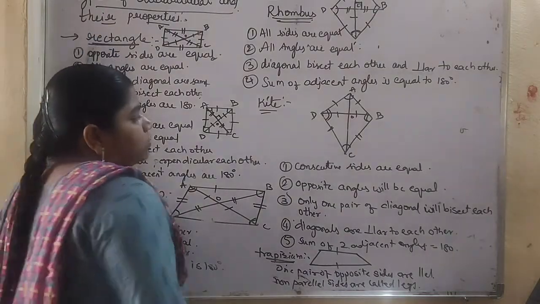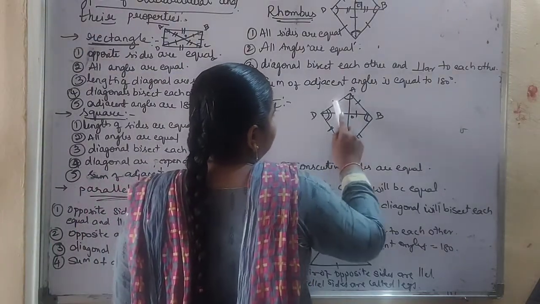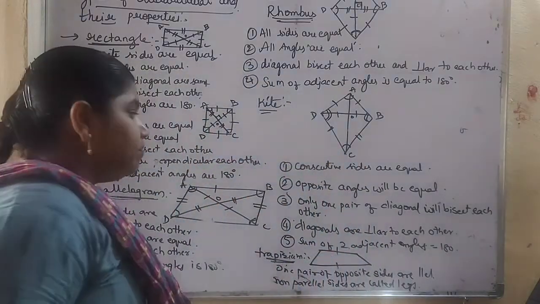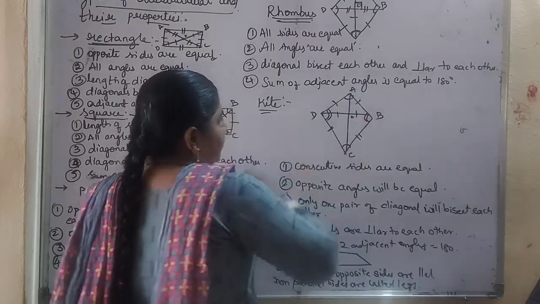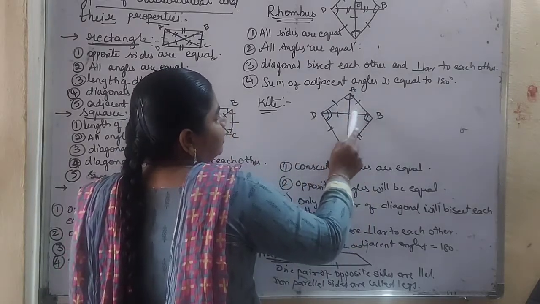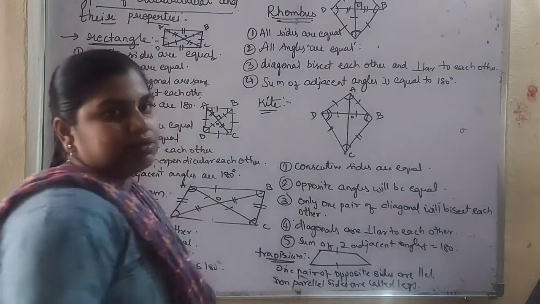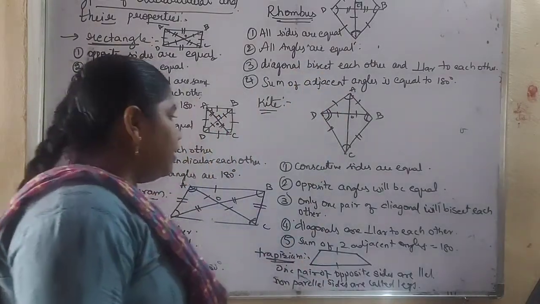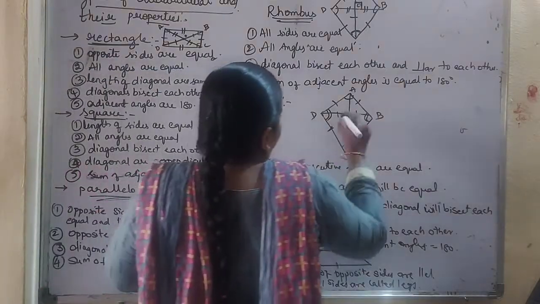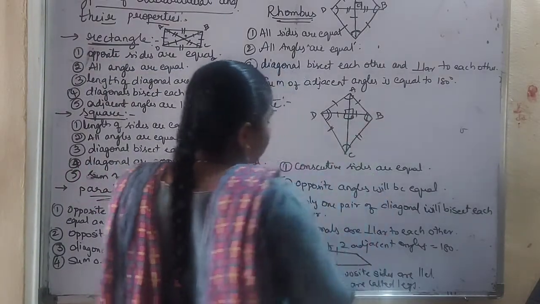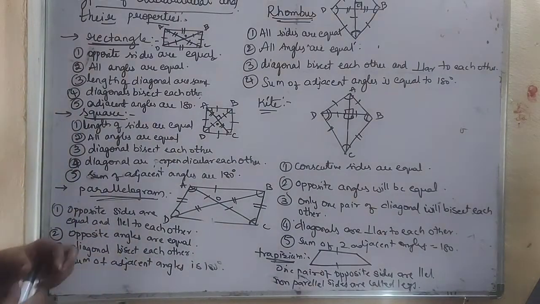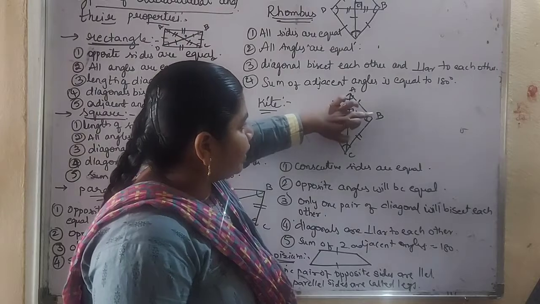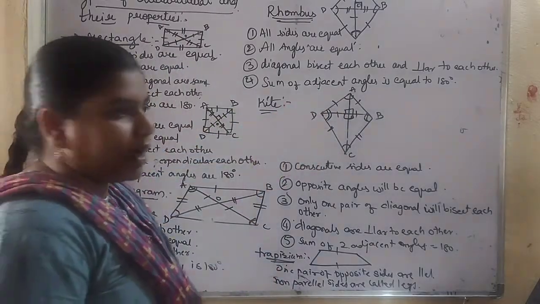Next is kite. Consecutive sides will be equal, this and this side will be equal, and opposite angles will be equal. One of the diagonals will bisect the other, the other diagonal will not bisect because the length of this part and this part are different. And the diagonals are perpendicular to each other, and the last is the sum of two adjacent angles will be equal to 180. If you add any two adjacent angles, that will be equal to 180.